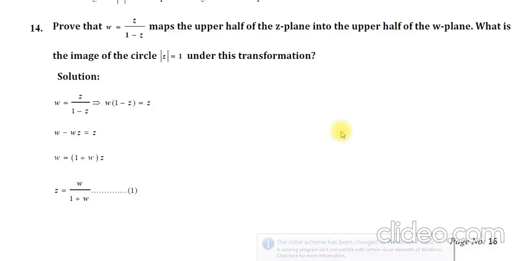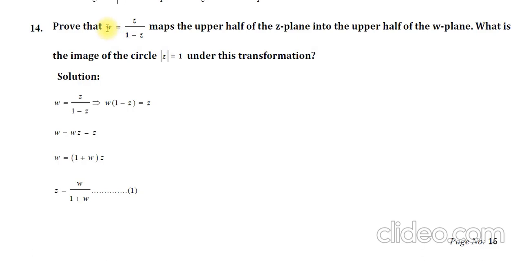Dear students, in the conformal mapping topic, we are going to see the next problem. Prove that W equal to Z by 1 minus Z maps the upper half of the Z plane into upper half of W plane. This is one problem, and the next one is, what is the image of the circle mod Z equal to 1 under this transformation?